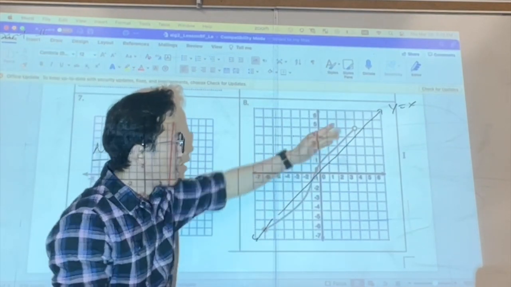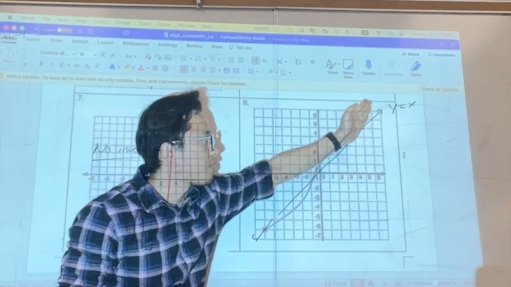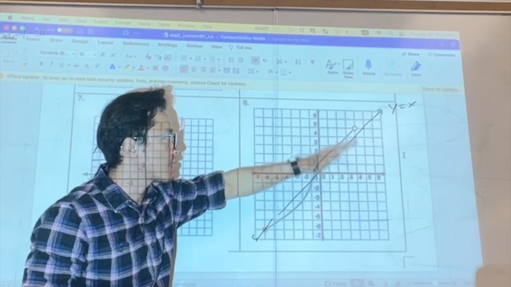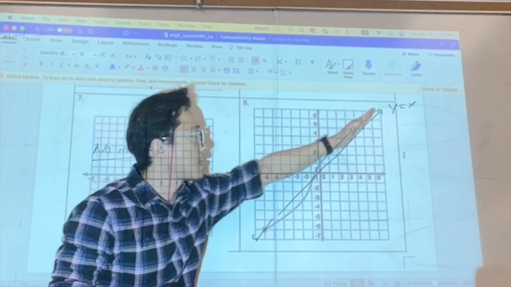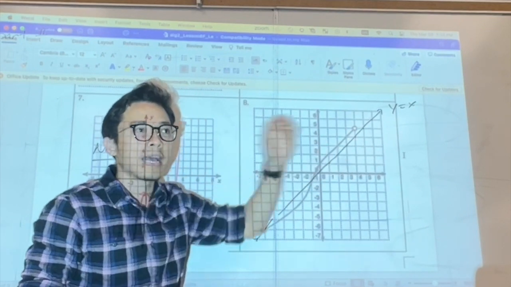So the original graph, we're going to reflect it over here. Reflect over this axis, not the y-axis, not the x-axis, but this one. So this original graph is going to reflect over here. Okay, how can we draw this?